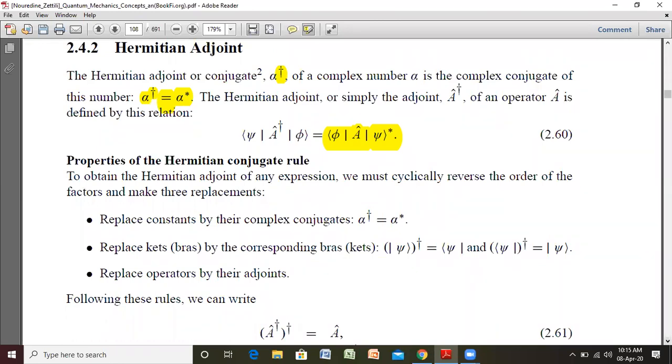I once again repeat its different points, different properties. First of all, if you have a combination of complex numbers and operators, then what steps will you do to take the Hermitian adjoint of that system? First of all, you will replace the constants by their complex conjugates. Whatever the constants are, whether they are real or complex, you just replace those constants with their complex conjugates. If you have 5, let's suppose a scalar, you will replace it with 5 star, and 5 star is equal to 5. So that is simple. Then if you have a complex number, let's suppose iota, you will replace it by minus iota, which is the complex conjugate of this thing. And then replace kets by corresponding bras.